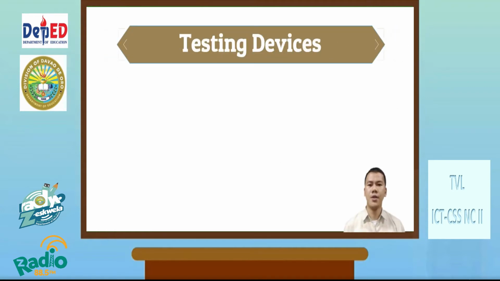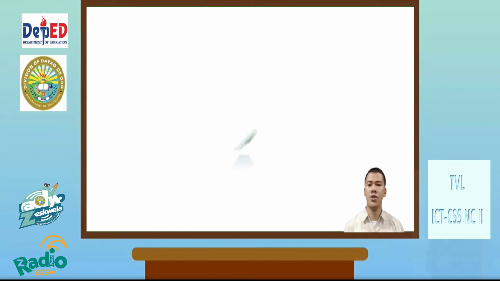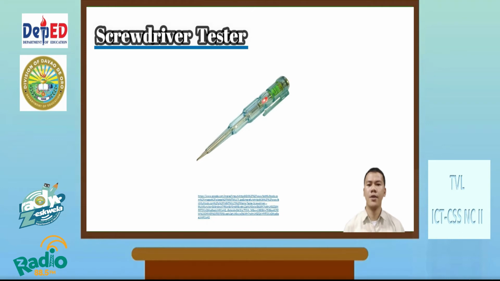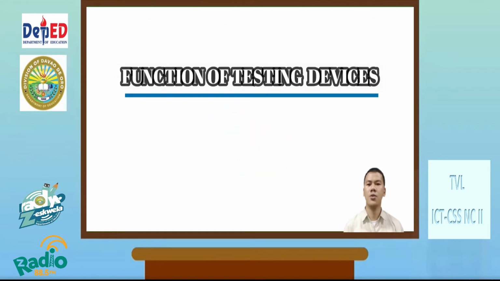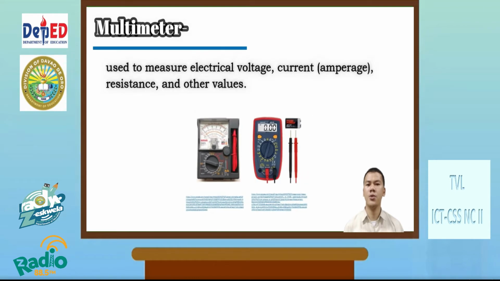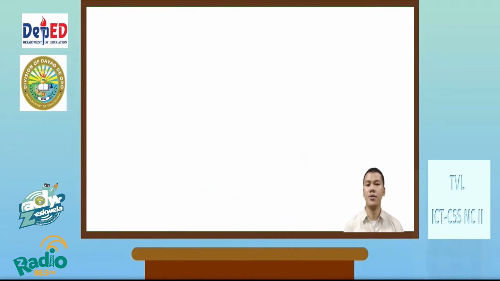For testing devices, we have number 1, electronic multimeter. 2, a screwdriver tester. And 3, LAN or network tester. Now let's talk about the function. Multimeter is used to measure electrical voltage, current, resistance, and other values.